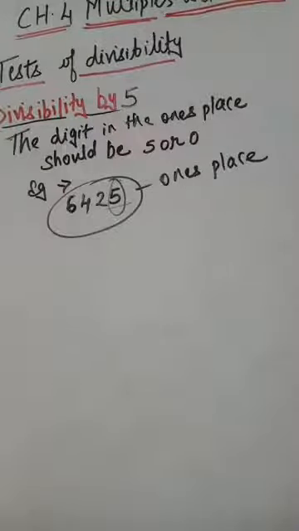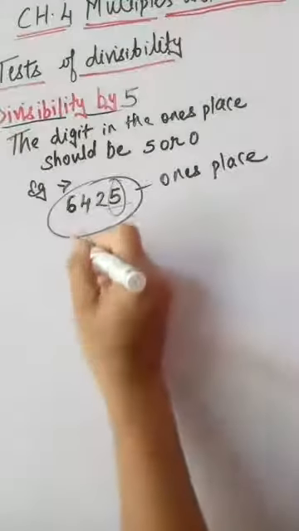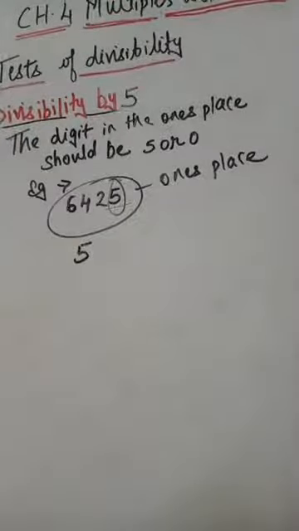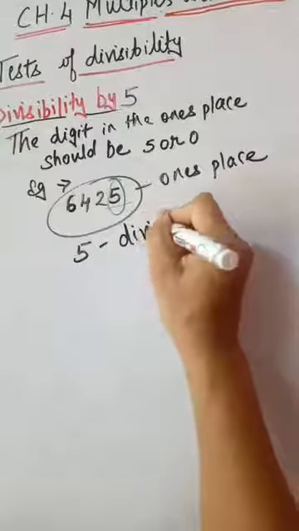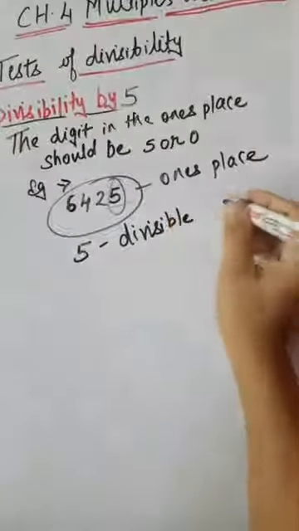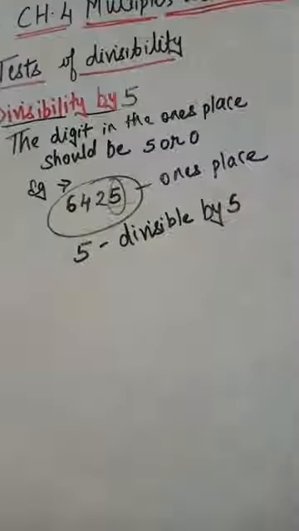In 2 and 5 you are going to check the ones place. Only in 3 you are going to do the sum, adding the digits of the given number. But if it is 5 or 2, then we have to look at the ones place. So 6425 is the number. What is given in the ones place? In the ones place there is 5. So it is divisible by 5. Yes, very good. Now the second example.